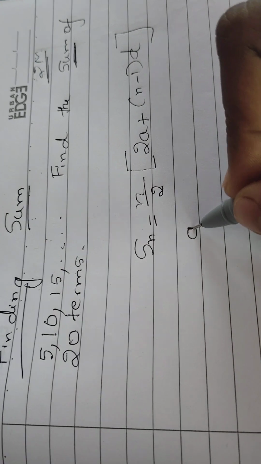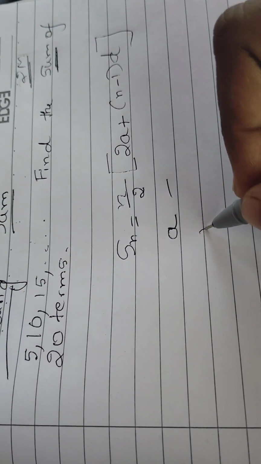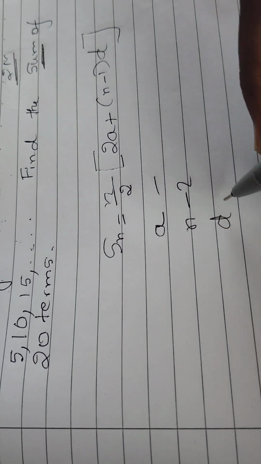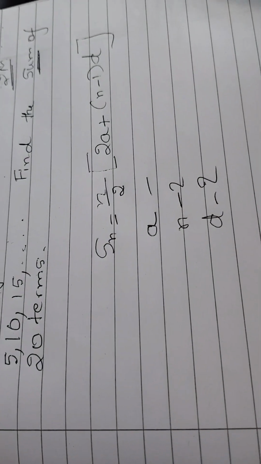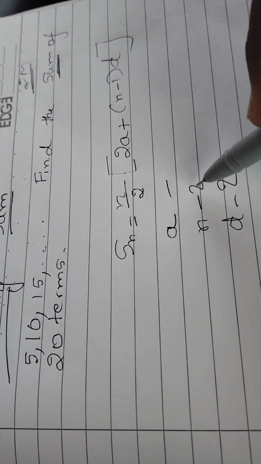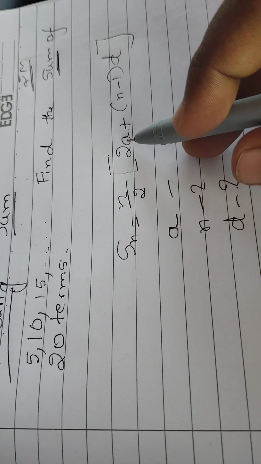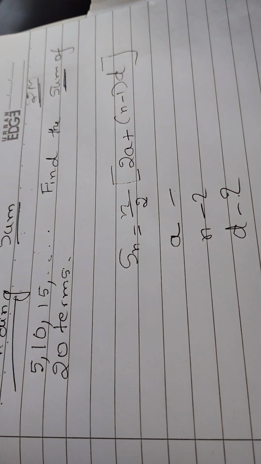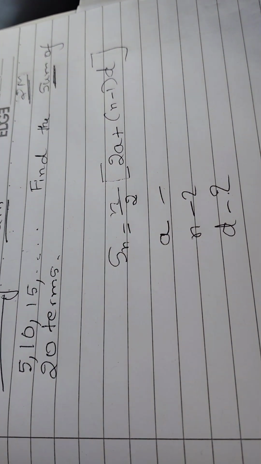You have to identify a is how much, n is how much, d is how much. If you identify a and d, then substitute, then simplify. Okay, so it is very easy.